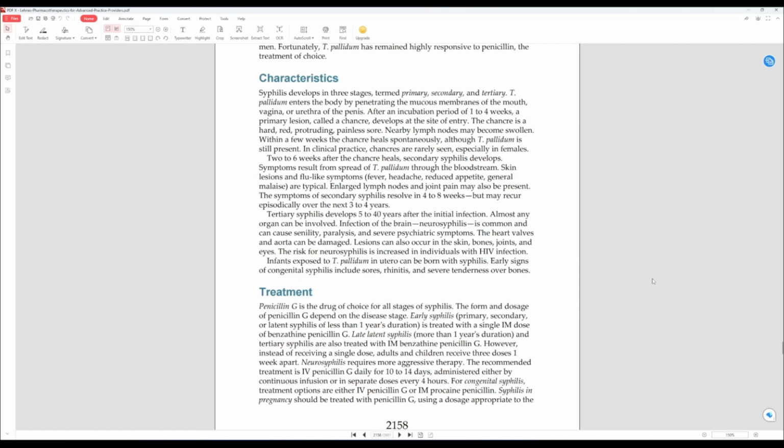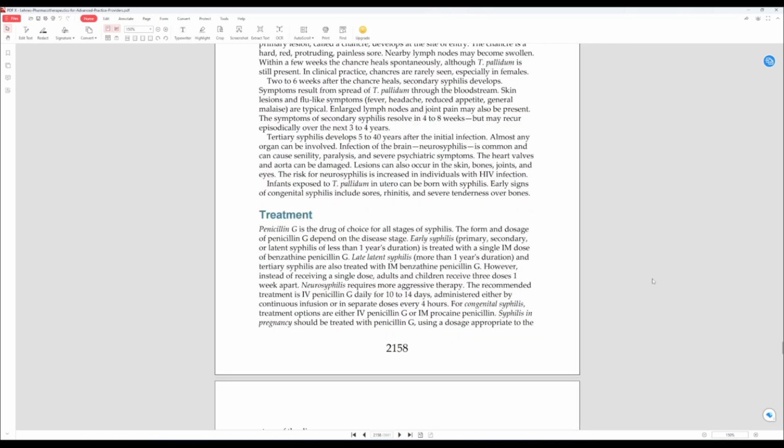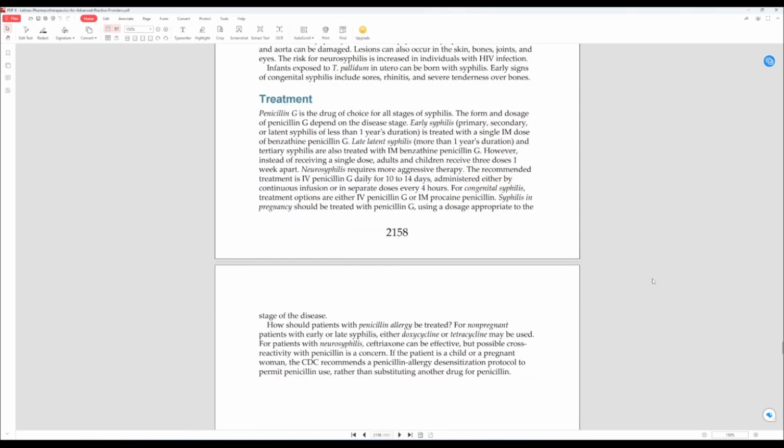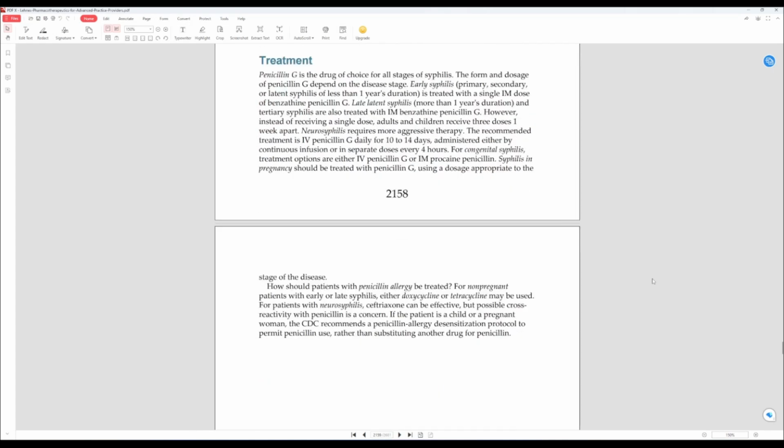Infants who are exposed to T. pallidum in utero can be born with syphilis. Early signs of congenital syphilis include sores, rhinitis, and severe tenderness over the bones. So the treatment of choice is penicillin G, and that is the drug of choice for all stages of syphilis. The form and dosage of penicillin G depends on the disease stage.